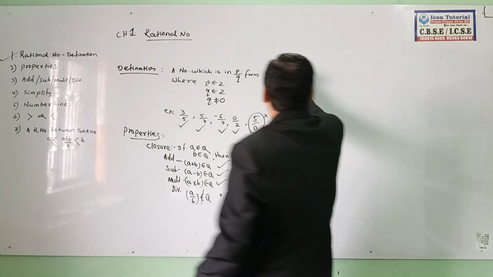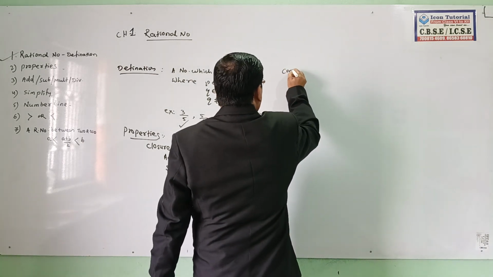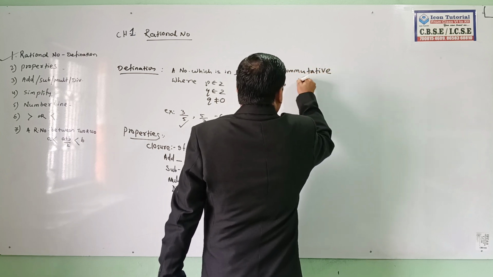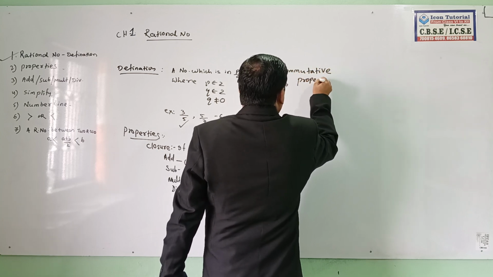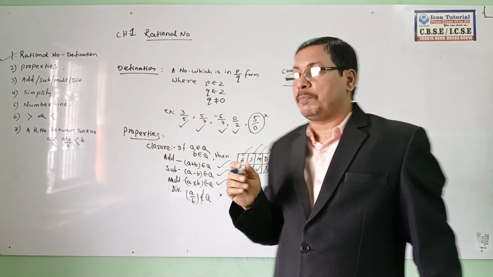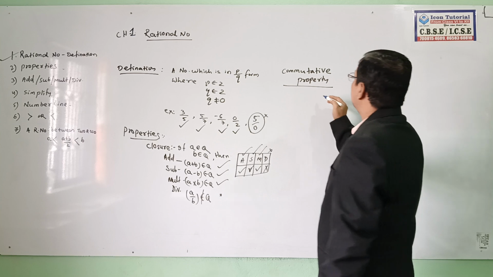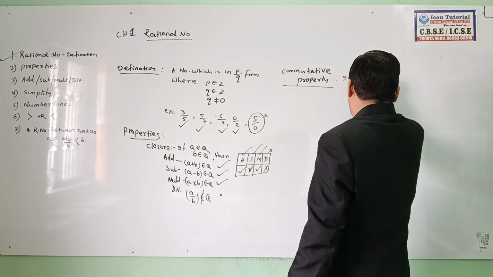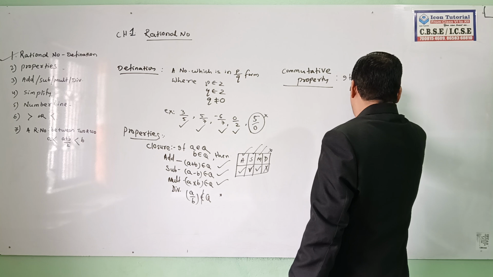Next is the commutative property. What is the commutative property? In the commutative property, same procedure: if A belongs to Q, B belongs to Q.